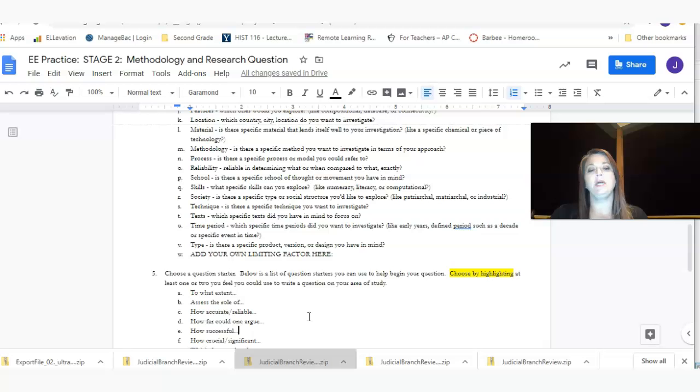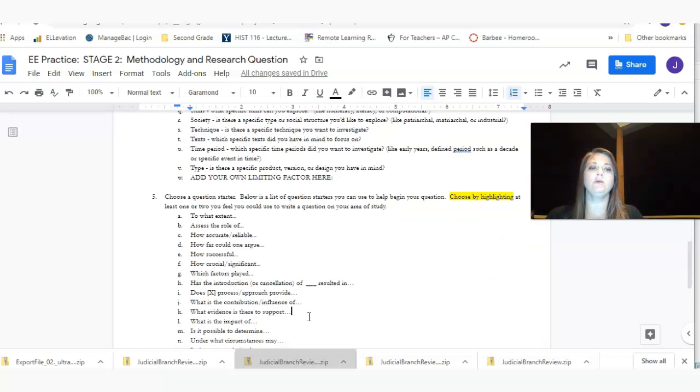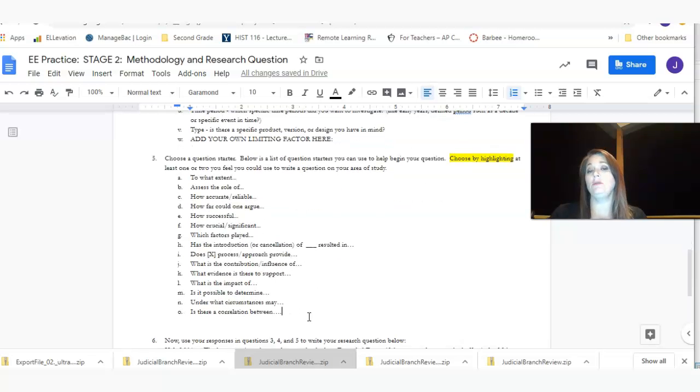Then after you've looked at what you want to study and how you want to approach it, think of a question starter. So choose by highlighting at least one or two that you feel you could use to begin your question. So perhaps you want to use to what extent. That's one of our most favorite because it allows for a comparison. But maybe you think it's either to what extent or what factors played a role in something. So pick a couple of question starters that you might use as you're deciding how to form your question.